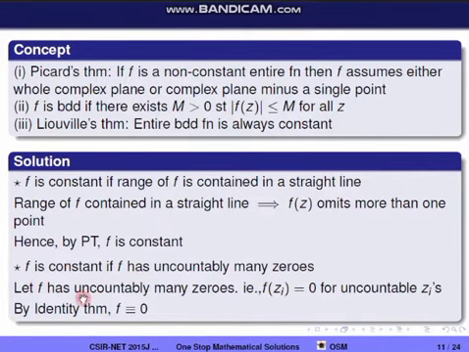So let f have uncountably many zeros, that is f of z_i is equal to 0 for uncountably many z_i's. Then by the identity theorem we can say that f is equivalent to the 0 function, that is f is a constant function here. So option 2 is also correct. Now we'll check the third option.